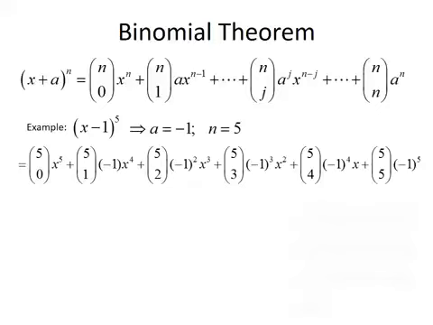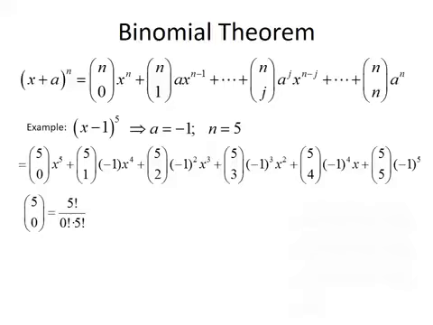So again, notice with each term, the j part of n choose j increases by 1, the power on your a value increases by 1, and the power on your x term decreases by 1. In order to simplify this, we're going to evaluate our coefficients, the n choose j's. So we'll start with 5 choose 0.